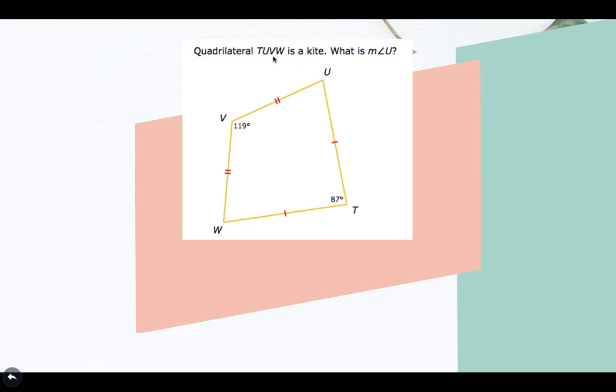Quadrilateral TUVW is a kite. What is the measure of angle U? So angle U is right here. Okay, so let's take a look. U is in between a side with two tick marks and a side with one tick mark. So this angle U and angle W are the congruent angles in this kite. So V and T, you can see that these are not congruent. So how are we going to find these two congruent angles?